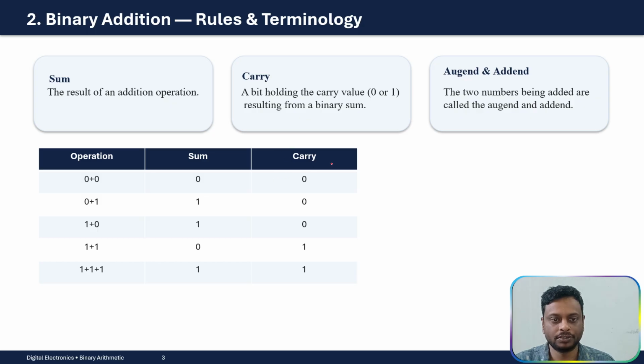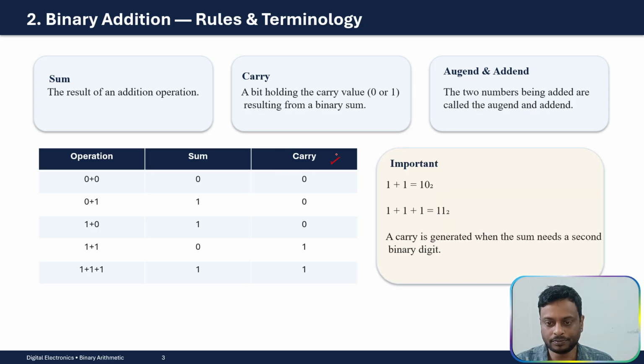This is our operation, binary addition. The important point is that 1 plus 1 is 10, where 0 is the sum and 1 is the carry. Similarly 1 plus 1 plus 1 is 11, where one is the sum and the other is the carry. So a carry is generated.